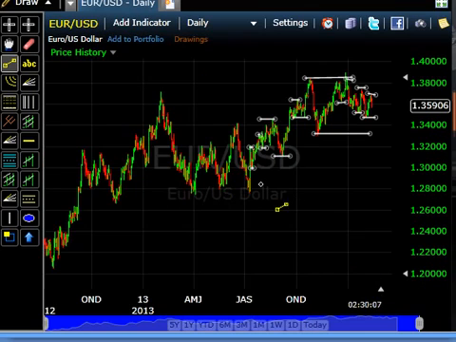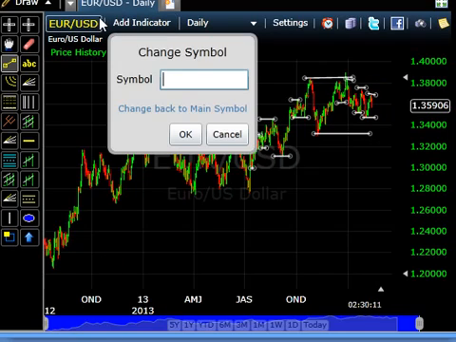Now let's find an example of a range. So we can see here the price was moving in an overall trend.